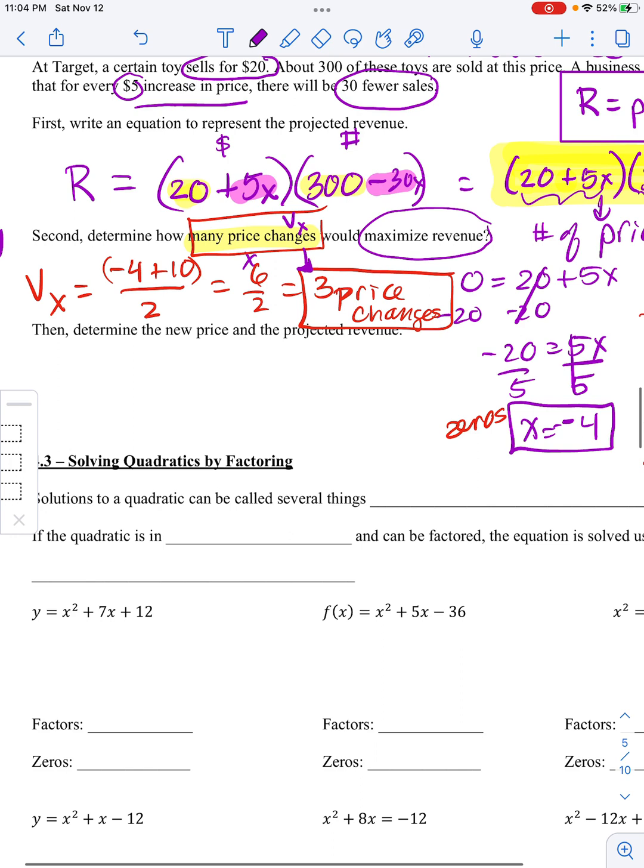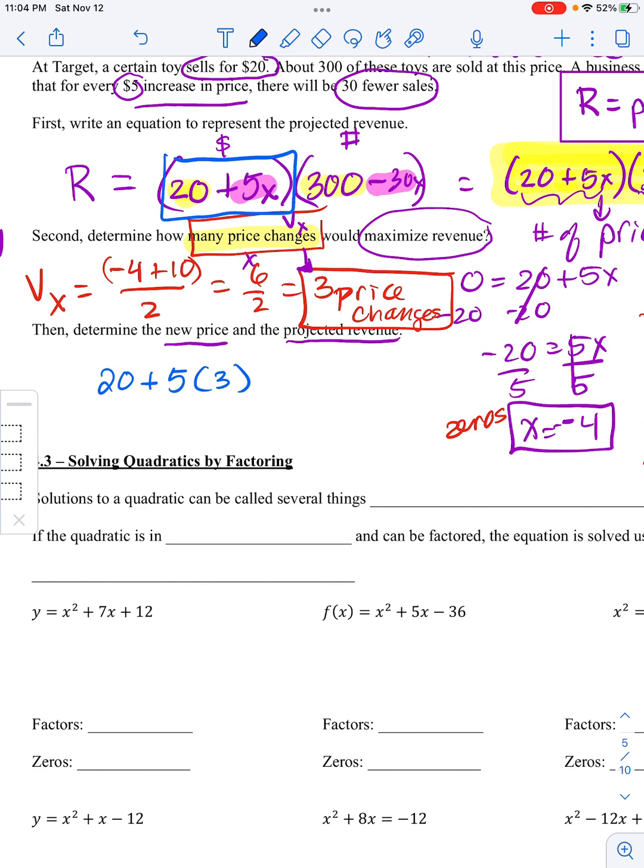Okay, then find the new price and the projected revenue. Alrighty, well, the new price, keeping in mind that our price part was this. It was $20, and you're going to do a price change of 5, and we just decided we were going to do 3 of them. So that would turn into 20 plus 15. So the ideal price for you to maximize your profit is going to be $35. That's the new price. So what's my projected revenue?